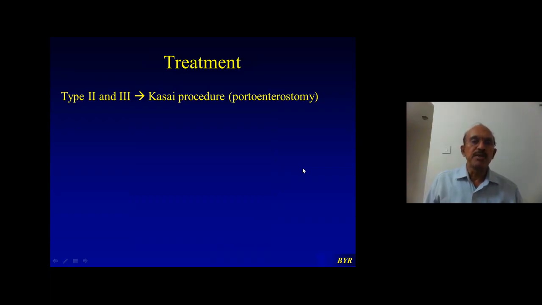So type 1 procedure is the hepaticojejunostomy. For type 2 and type 3, the common hepatic duct is having atresia. In type 3, the right and left hepatic ducts are having atresia. So there is no proximal part to anastomose. What you do is you do a procedure called Kasai procedure.